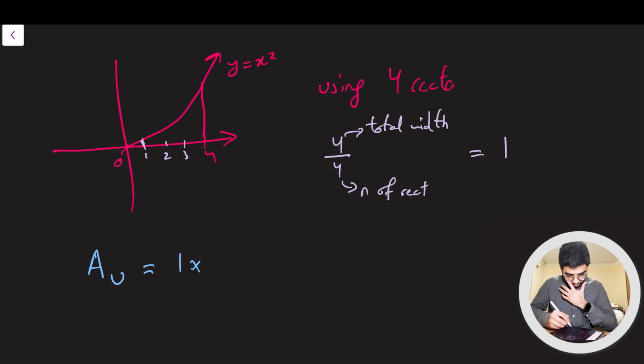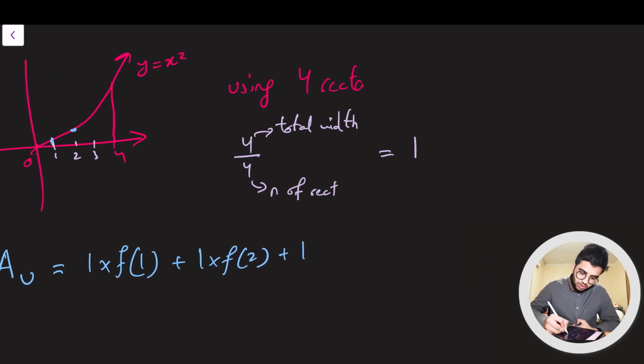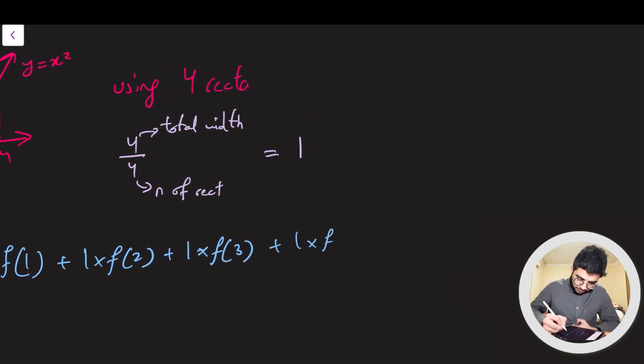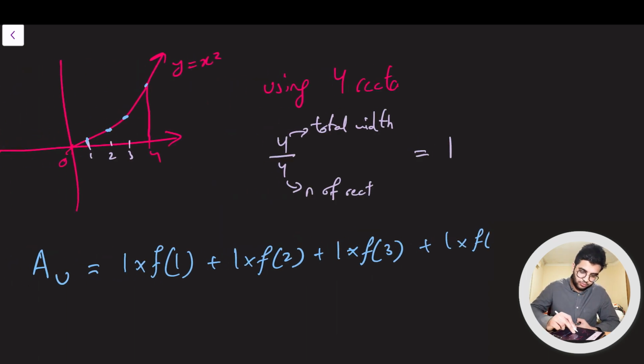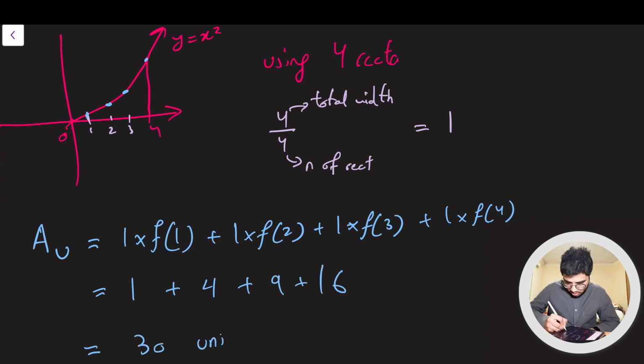All right, so we get f of 1 because this was the height, okay? And the width is 1, plus 1 times f of 2 because in the second portion this was the highest point, plus 1 times f of 3 because in this portion this was the highest point, plus 1 times f of 4 because in this portion this was the highest point. And let's just calculate that really quickly, okay? We get 1 plus 4 plus 9 plus 16, which happens to be 30 units squared, okay?